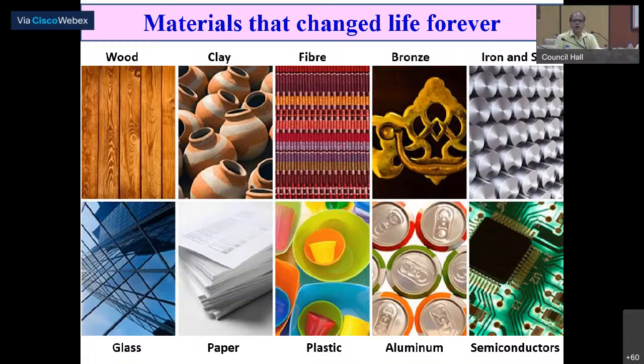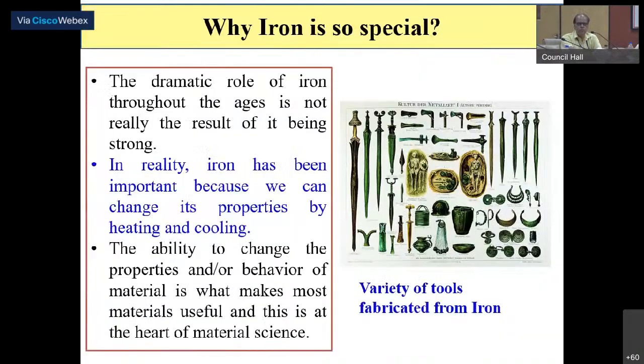Materials that change our life forever. I have compiled some of them. There are many more, of course. Wood, clay, fiber, bronze, iron and steel, glasses, paper, plastic, aluminum, semiconductors. Of course, I have not organized them in the order of their evolution. I have just organized them in some way. So you can see how simple materials like aluminum, wood, paper, glasses have changed our life forever.